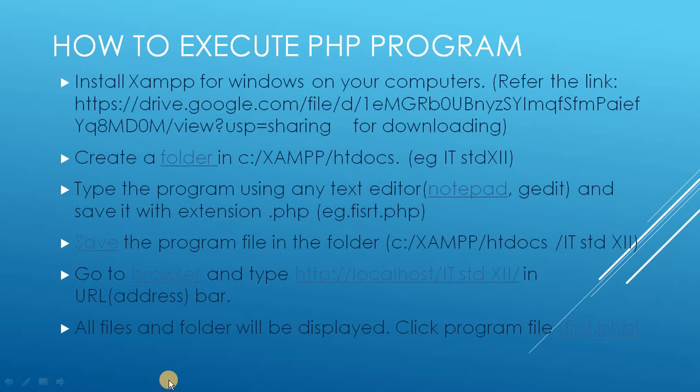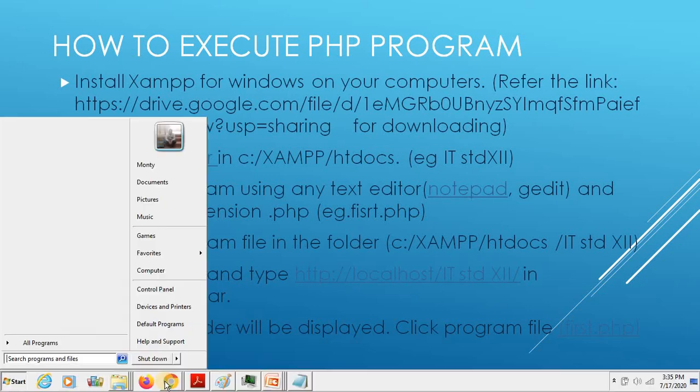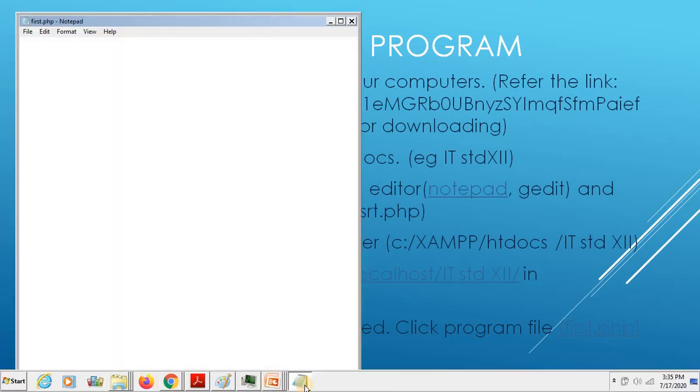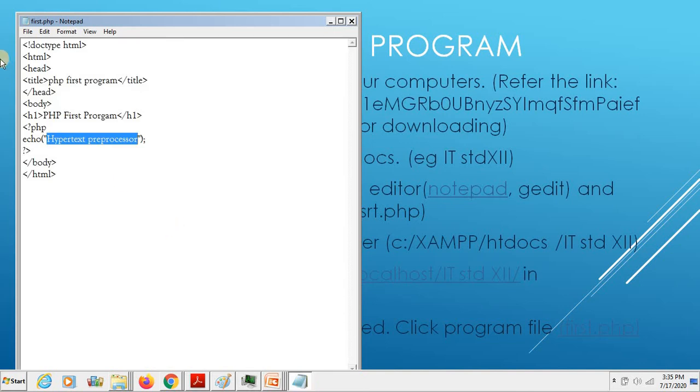Let us quickly see one of the executions here. So here, this is my Notepad. I have already written the program. Doctype HTML, first statement, HTML, head, title, close head, body, H1. Okay, so this is just a heading. Now here, angle bracket, question mark and PHP. This is going to indicate the beginning of the PHP script. And then we write echo hypertext preprocessor.